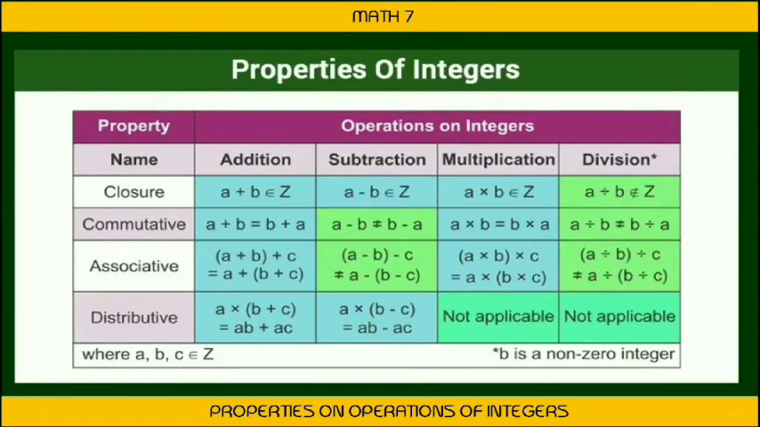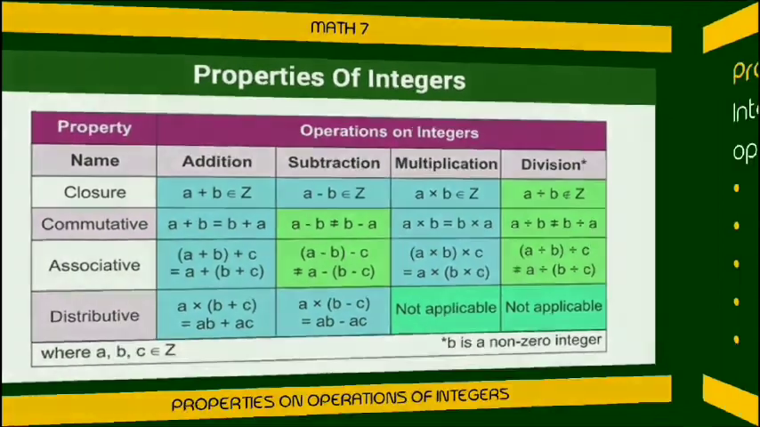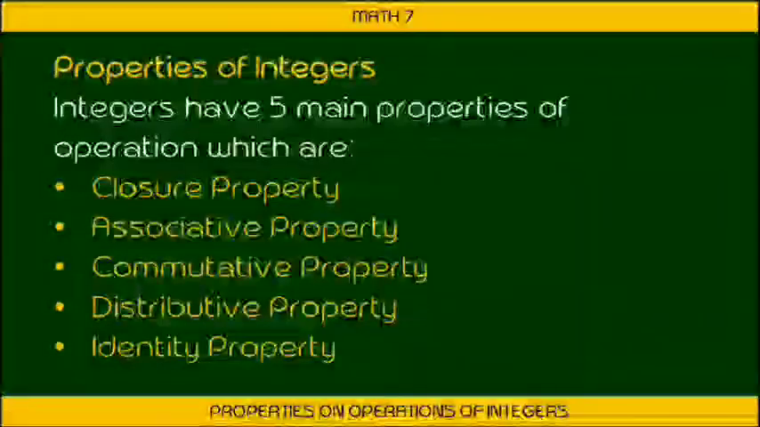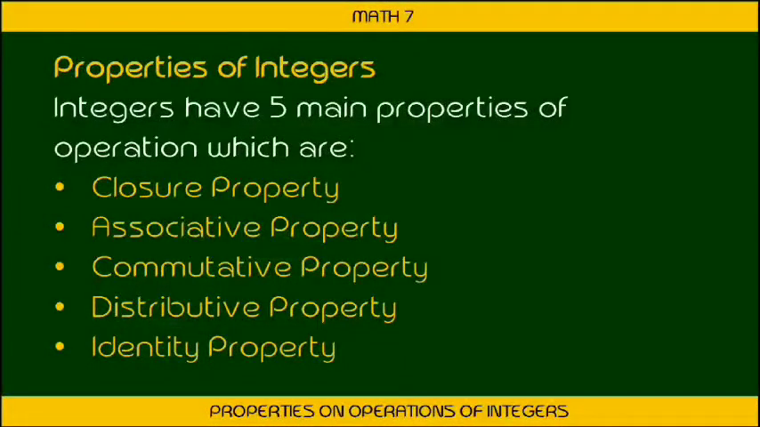Properties of integers. I have here the tables on the operations of the integers. We have the closure property, the commutative property, the associative property, and the distributive property. Operations will be addition, subtraction, multiplication, and division. There are 5 main properties of operation which are closure property, associative property, commutative property, distributive property, and identity property.